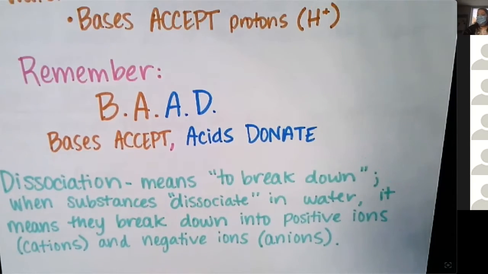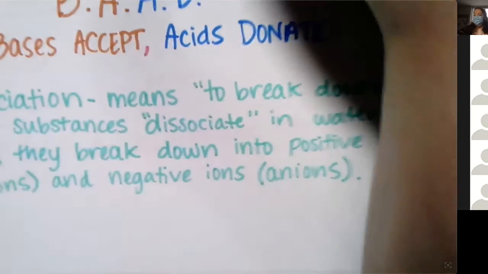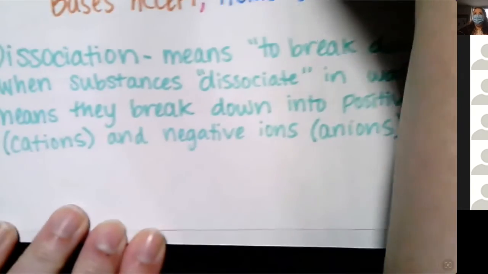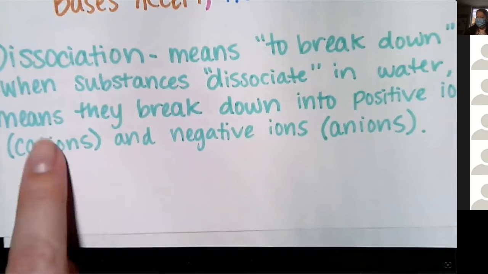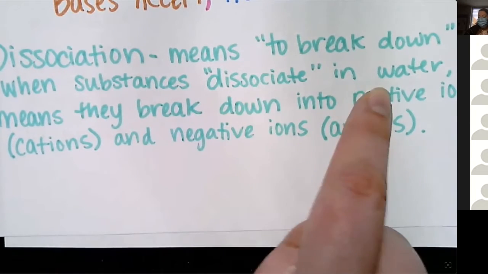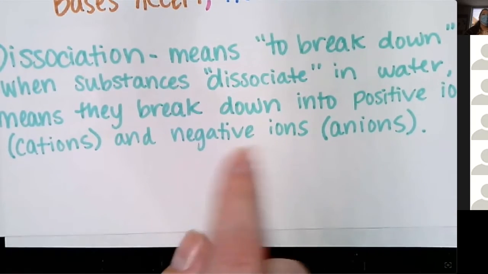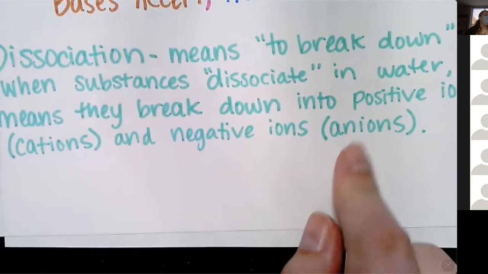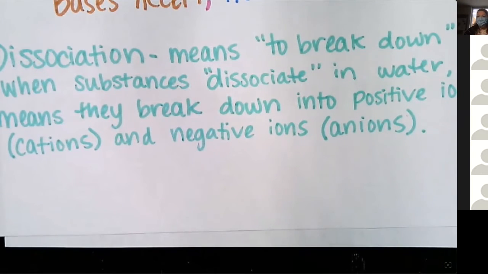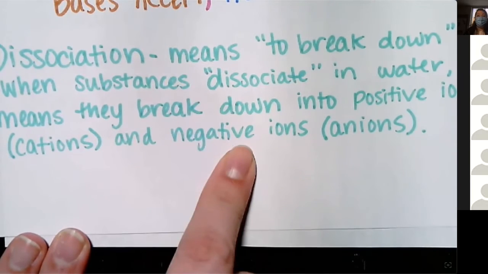All right. Let's continue. So dissociation means to break down. This is something we talked about with the last unit. And so what happens with acids and bases is a little bit different. So when substances dissociate in water, it means that they break down into positive ions, which are called cations, and negative ions, which are called anions. So that's what we talked about with solutions, right? That when solutions dissociate, it means they kind of break apart. When acids and bases dissociate, they're going to break down into positive ions or negative ions, or both.